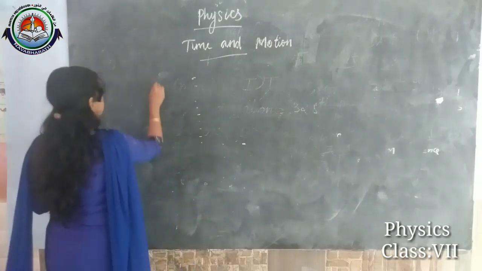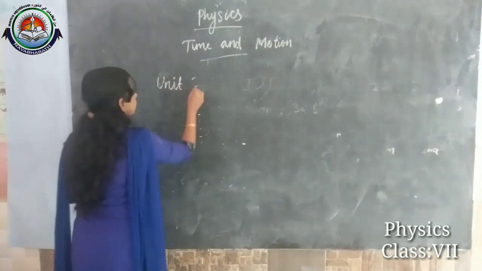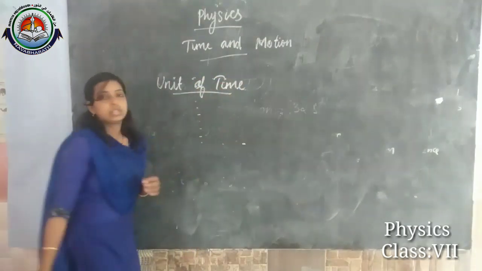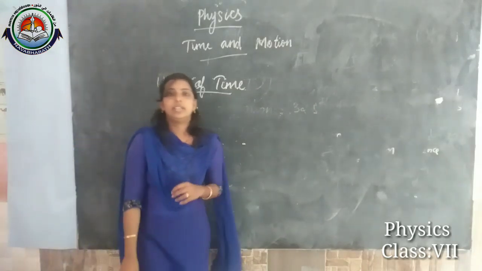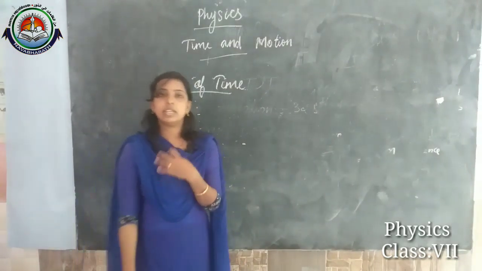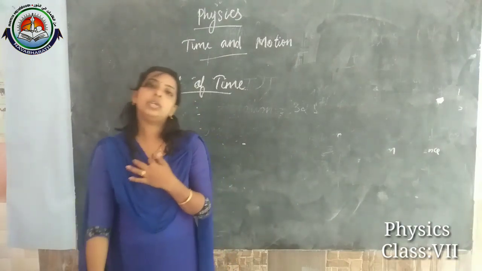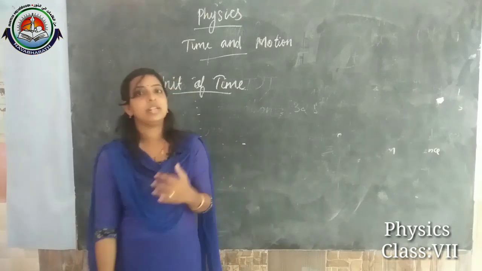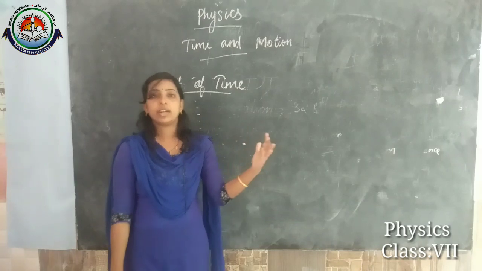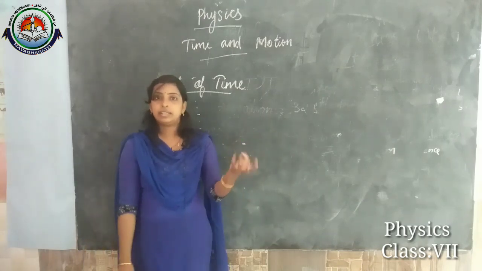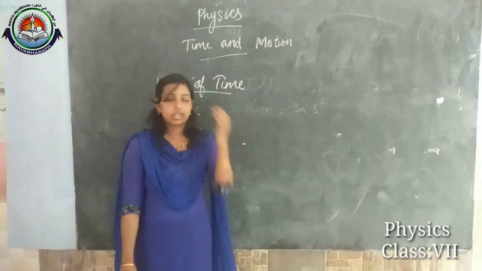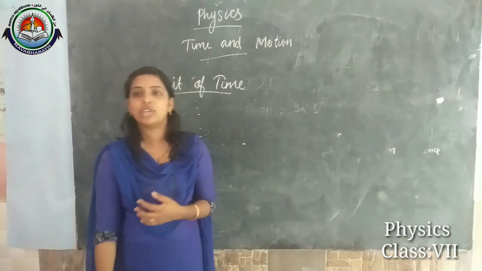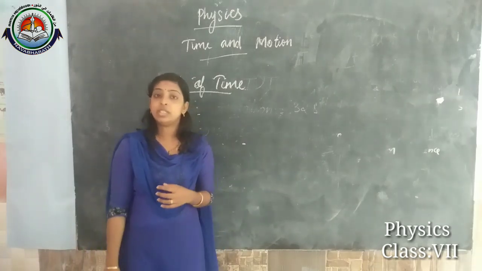Now we are discussing the unit of time. What is the unit of time? Whenever we discuss a unit, it has a standard unit, the SI unit. Last year we already discussed the SI units of different kinds of physical quantities like length and distance. Even time we learned. So what is the SI unit of time? The SI unit of time is second.